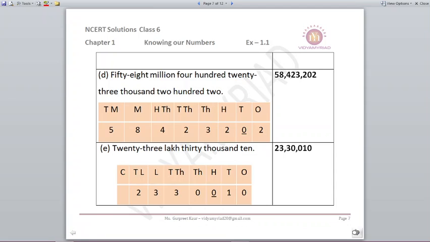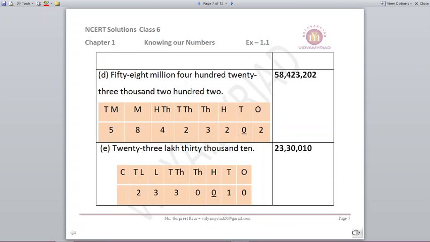Then 202. So 2 will come under 100 and again 2 will come under ones. So in between, 0 is there under tens, which is the missing digit. We will put 0 to complete it. So what is my answer? How am I going to write this? 58,423,202.